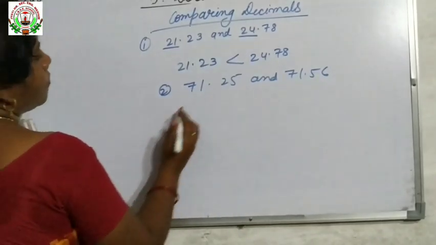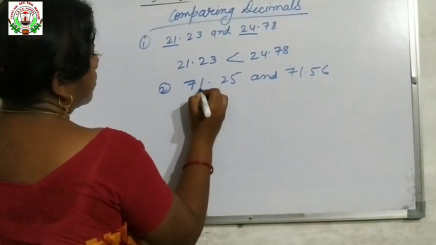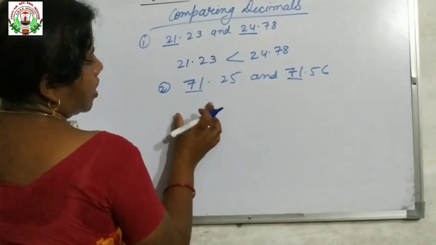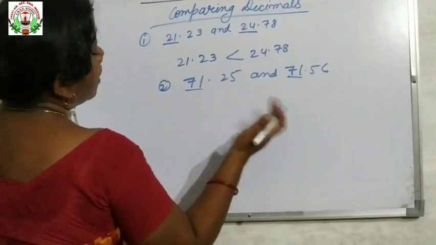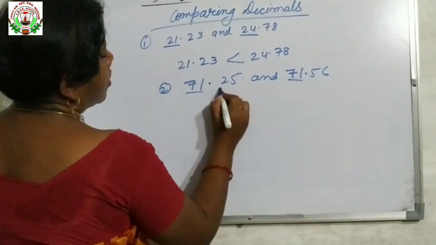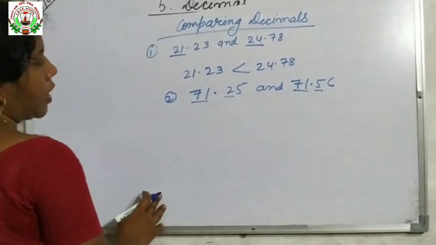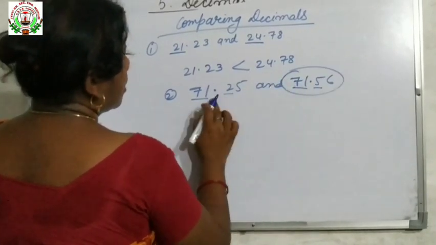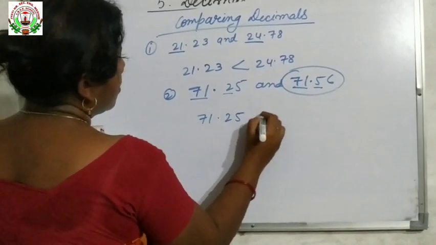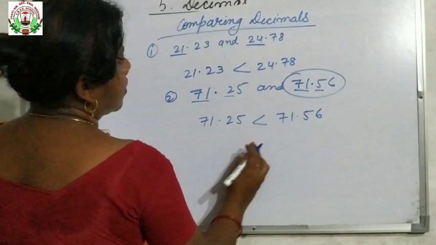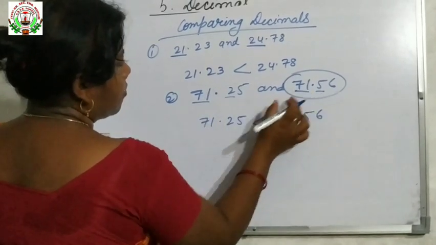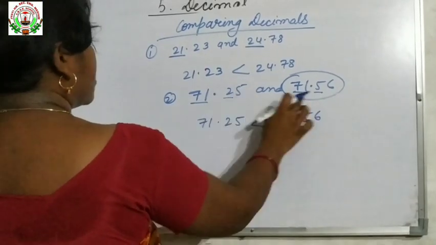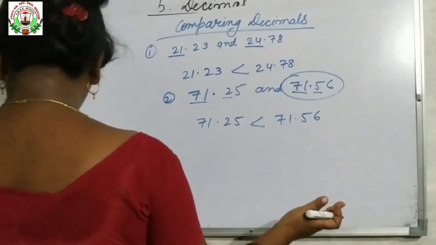Understood? Now another example we will take: 71.25 and 71.56. Here you will see the whole number digits first. You will see 71 here, and here also 71. Both are the same. If the whole number digit is the same in both decimals, then you will see the digits after the decimal. Here after the decimal it is 2 and here it is 5. Which is greater? 5 is greater. So this number is greater than that number: 71.56 is greater than 71.25. Understood? If both whole numbers are the same, then you will see the digits after the decimal. And if these are also the same, then you will see the next. Understood? So on we will check.